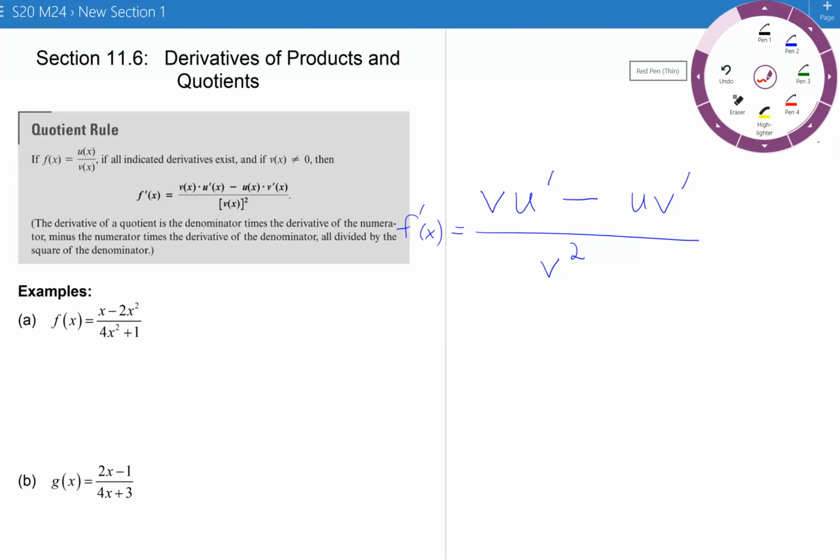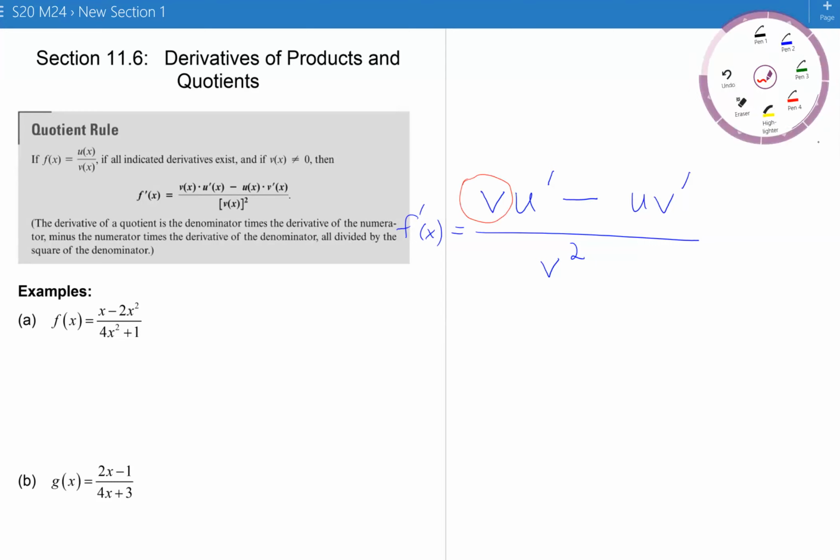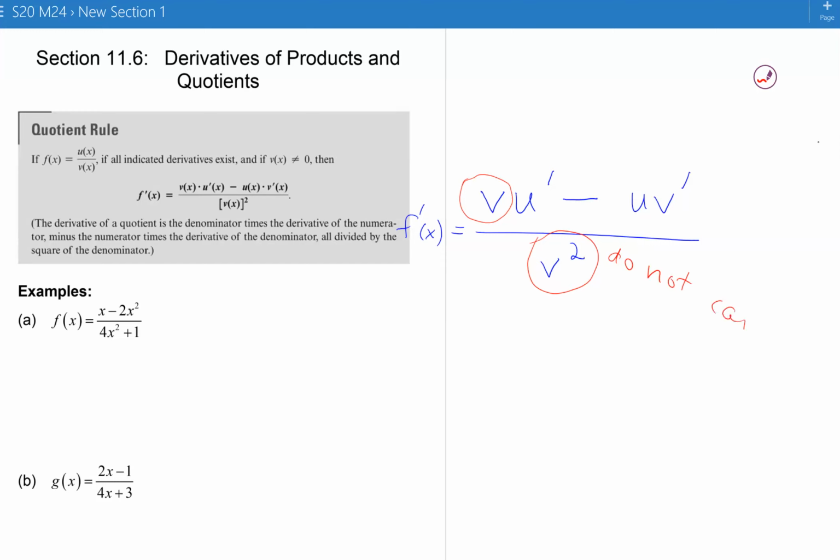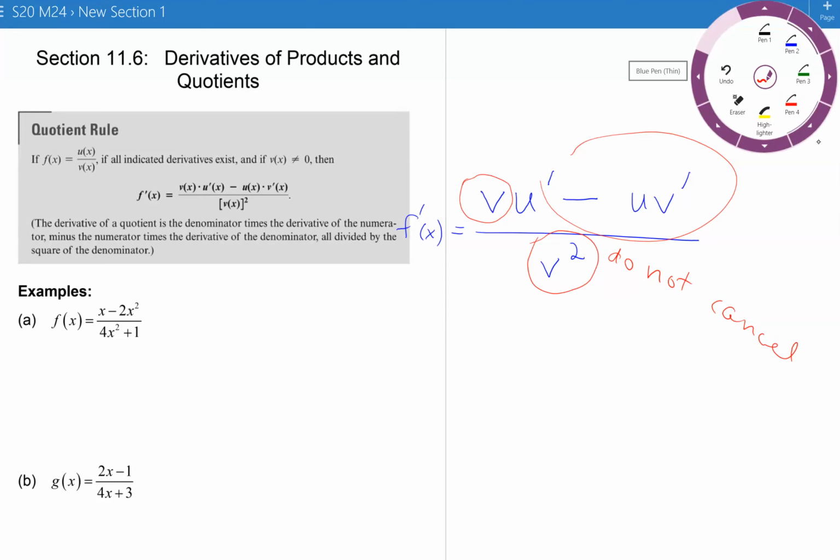Every time you do one of these problems, you're going to see a v here and a v squared here. You cannot cancel this. And it has to do with the fact that you're subtracting something else off, and the subtraction has to happen before the dividing by v squared. So it's going to look like something that could cancel. Never cancel that. Okay, so let's look at the first example.